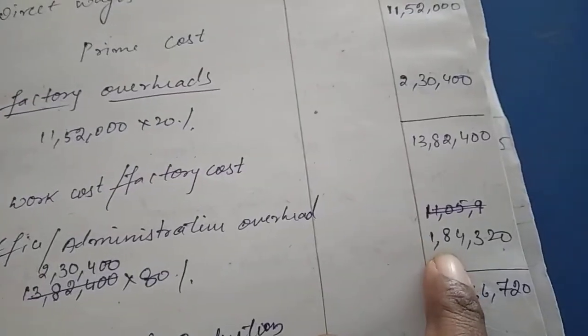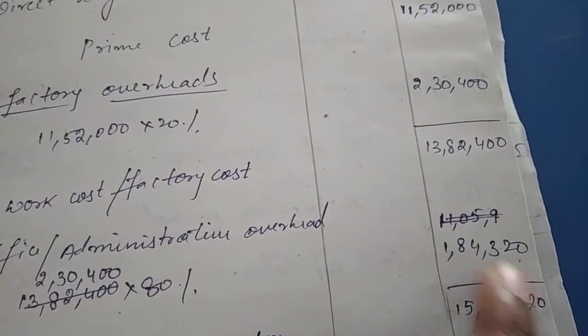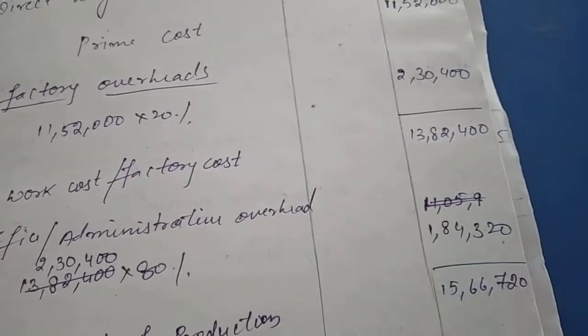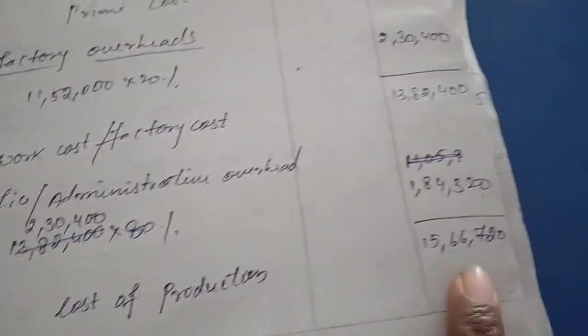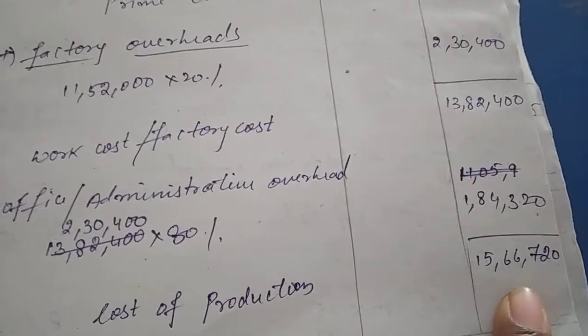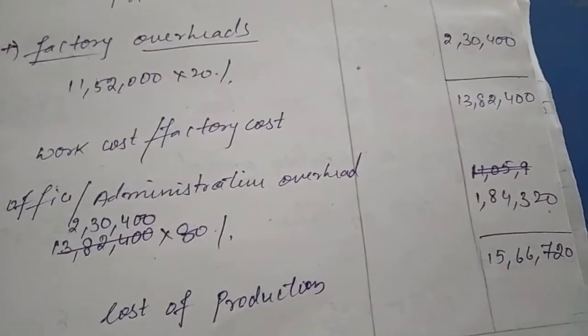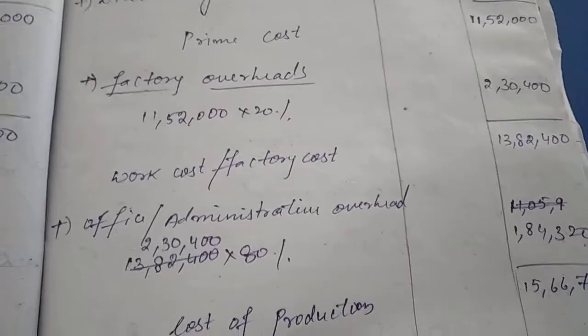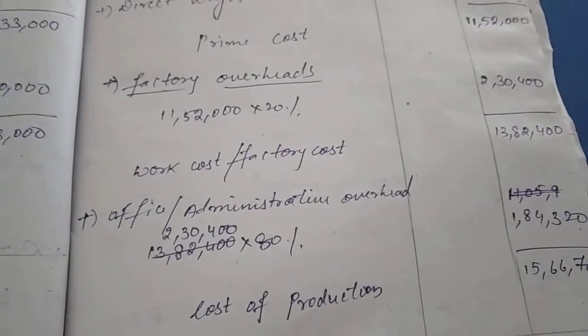After calculating 80%, we got 1,84,320. Add, and after adding, the cost of production is 15,66,720. This is the cost of production. Okay, this is the third question.